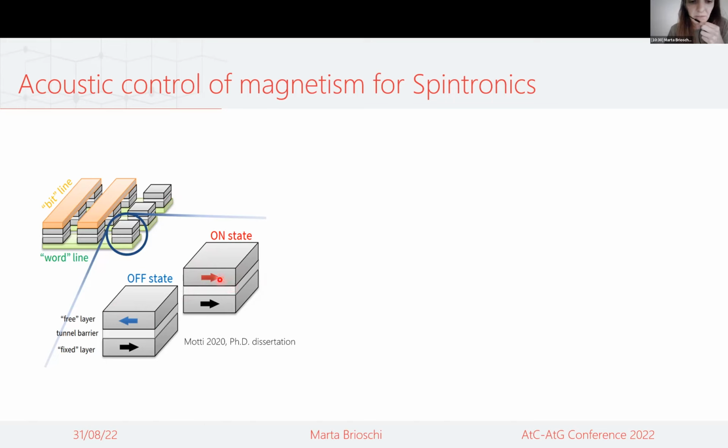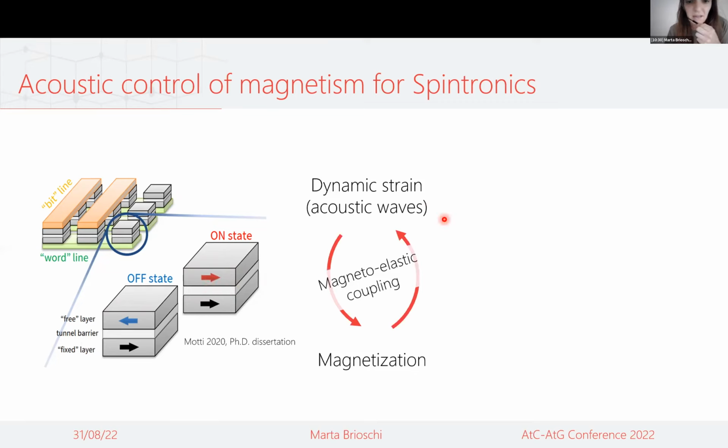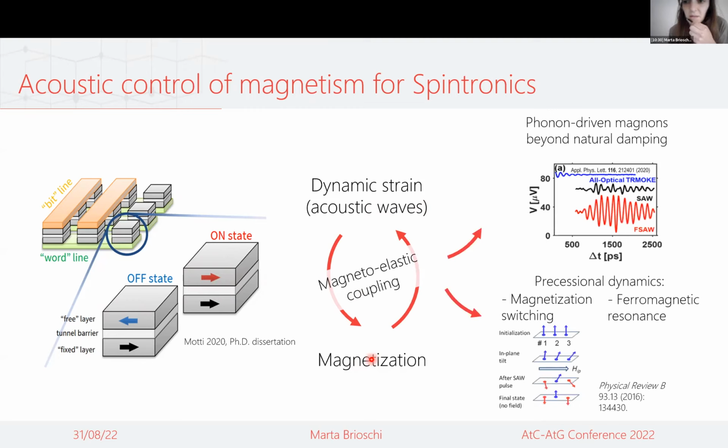So the idea is to find the waves that are at the lowest energy cost and that require the least amount of time possible. And in particular, you can exploit acoustic waves to act on the magnetization state and dynamics via magnetoelastic coupling. And this is a pretty efficient approach, as has been shown, for instance, in this study, where phonon-driven magnons have much higher amplitude and lower damping with respect to magnons generated by thermal pulses.